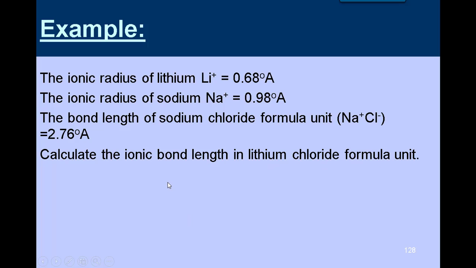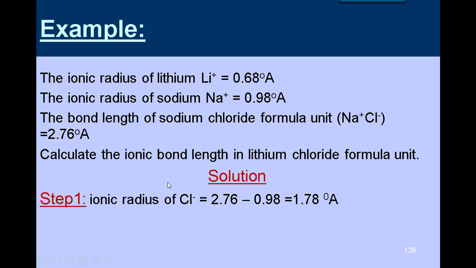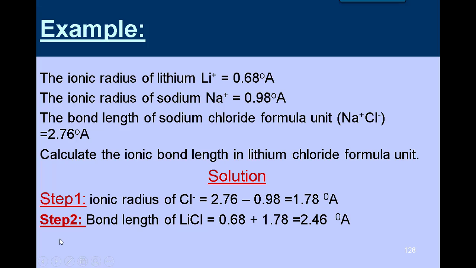The first step, we can calculate the ionic radius of chlorine by subtracting the ionic radius of sodium from the bond length of sodium chloride. The second step, we have the ionic radius of lithium plus the ionic radius of chlorine, so simply you can get the ionic bond length of lithium chloride.